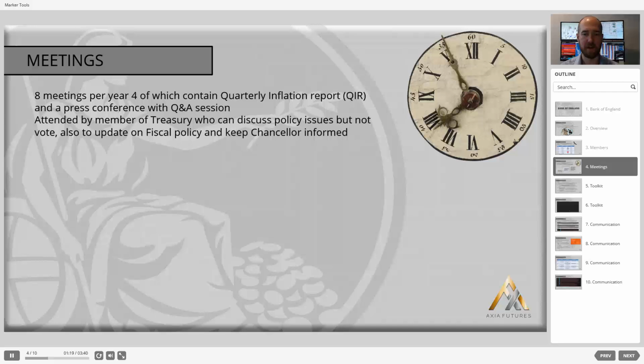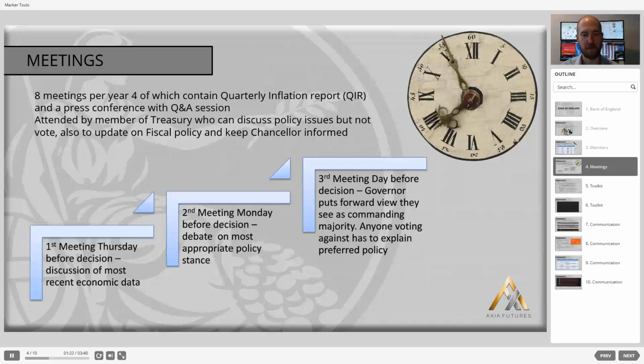These meetings are structured in a certain way. We have 3 meetings, and they're each attended by a member from the Treasury. Now, this member from the Treasury can't vote. Remember, the Bank of England is supposed to be entirely independent of government. And the idea is that the member of the Treasury is supposed to be able to update the Bank of England on Treasury's activities going forward, and it's also an opportunity for the member of the Treasury to go back and inform the Chancellor on what's going on as well. So they can't vote, but they are there in the meeting and will at least be part of the discussions.